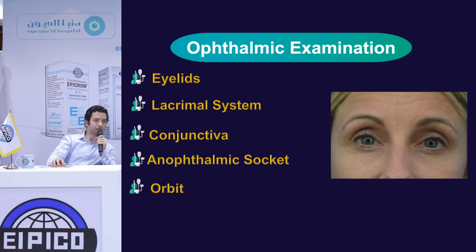Then you should also inspect the orbits. Sometimes you can find that the patient has atrophy of the orbital fat, with a prominent supraorbital ridge and sunken eyes, which sometimes makes the surgical procedure more difficult, and this shouldn't be your first case to do.